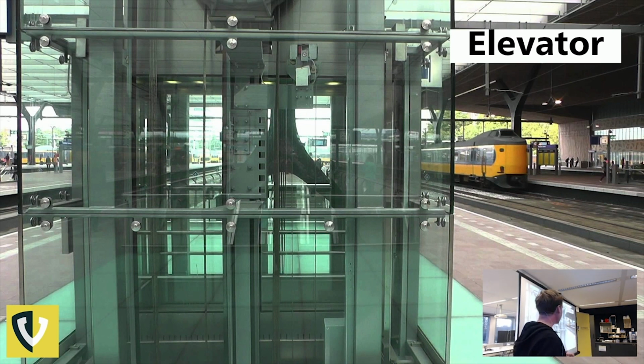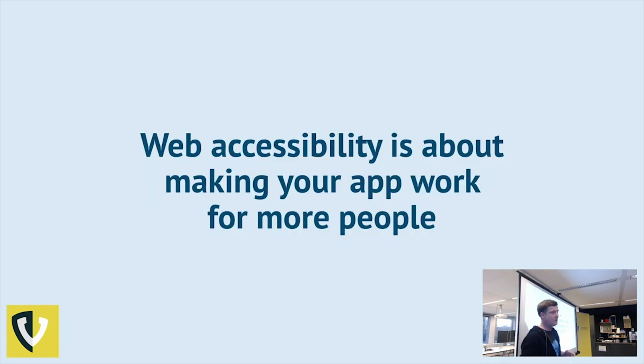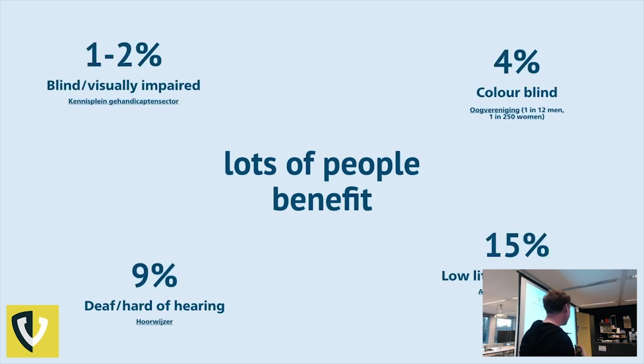It's also very expensive, these kind of things. But we all kind of agree that it is good to have this in our train station so that our thing works for more people. And web accessibility is a bit like that, but it's about making your app work for more people. So it's about providing access to your app to more people. A lot of people benefit from that.